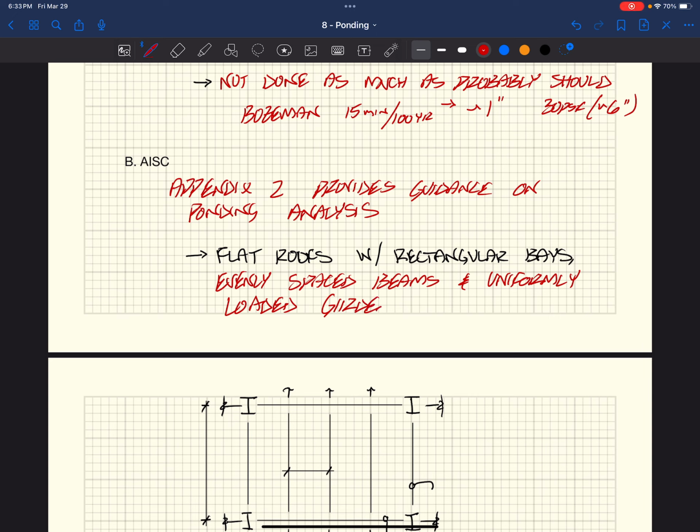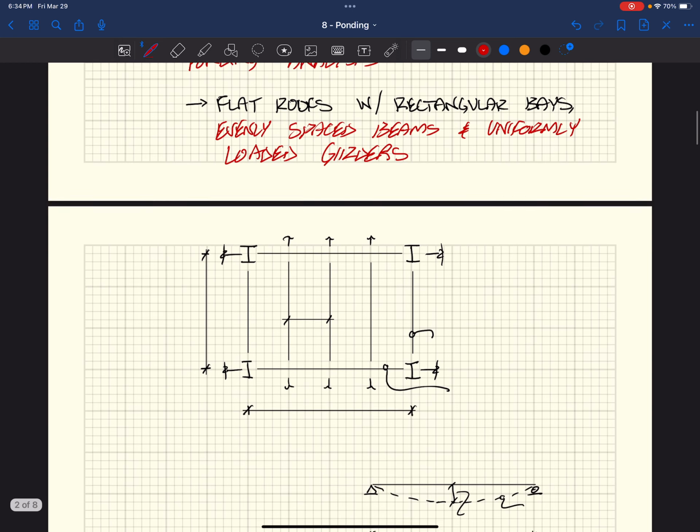So this is your Costco, Walmart, right? Murdoch's, where we have a lot of times open web steel joists. So we have metal deck on open web steel joists that then frame to open web steel joist girders. And the frequency or the spacing of those joists is in such a way that it's small enough that the girders, you can essentially assume that they're being loaded uniformly, which happens a lot. So really, this appendix is really tailored for those big box stores type buildings, right?